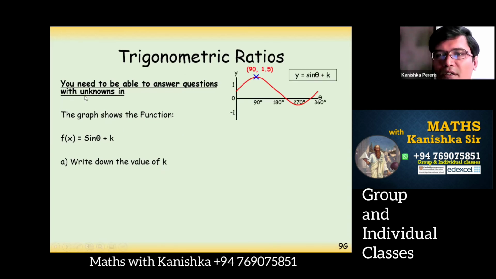So this is one kind of question you need to be able to answer. The graph shows the function f(x) = sin theta + k. They're asking you to write down the value of k.